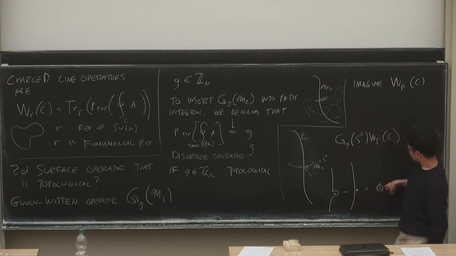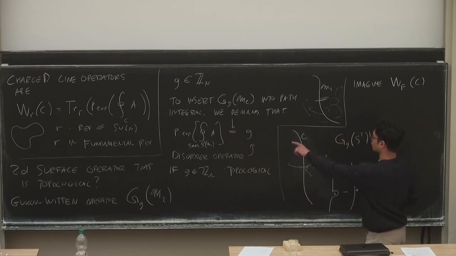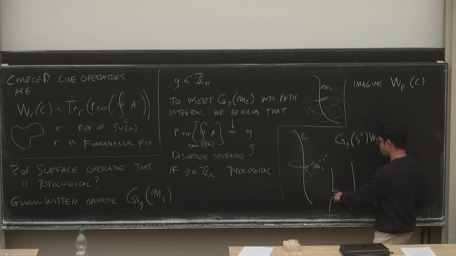And we know what this is. When the Wilson line goes only around the operator itself, the whole point is that it's equal to G. So in other words, what this object does is, in the trace in the Wilson line, which is a product of many different things, it inserts an extra factor of G at the point where you're doing this intersection. That is the point of this thing.